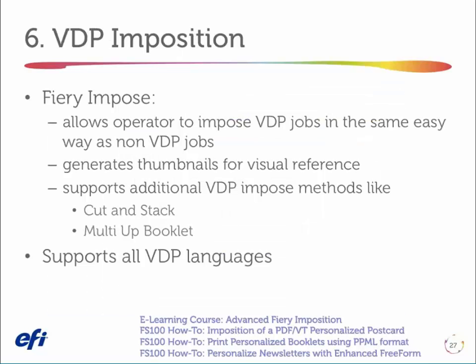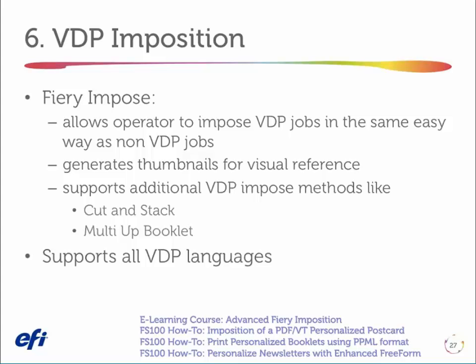Number 6 on our list of 11 VDP features on the Fiery is support for VDP jobs in Fiery Impose. It allows an operator to impose VDP jobs the same way as they would static jobs, using the same tools and the same methods. What makes Fiery Impose such an incredible tool for VDP jobs is that the Fiery will create thumbnails so that the operator is able to impose VDP jobs by using a visual reference to prevent mistakes or optimize the layout of the imposed documents.